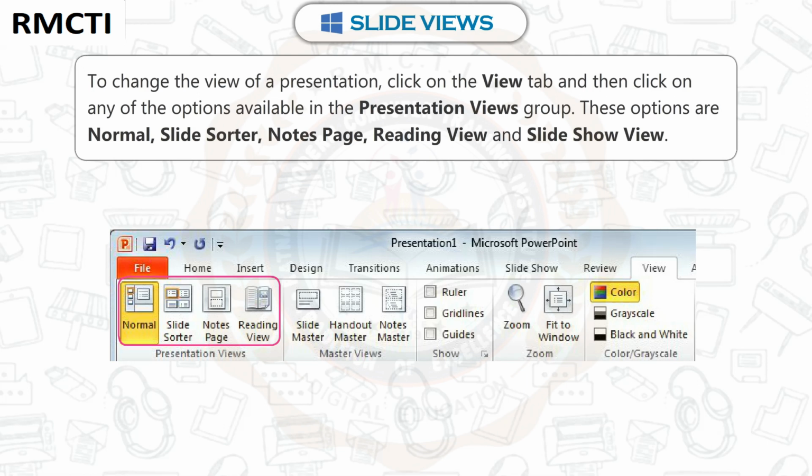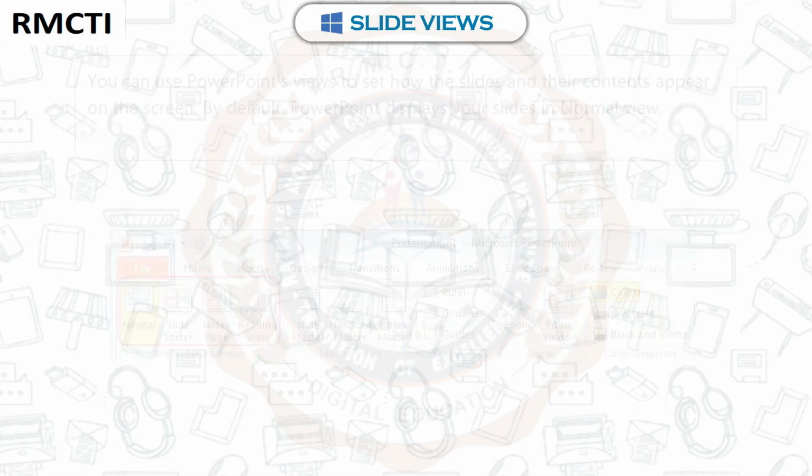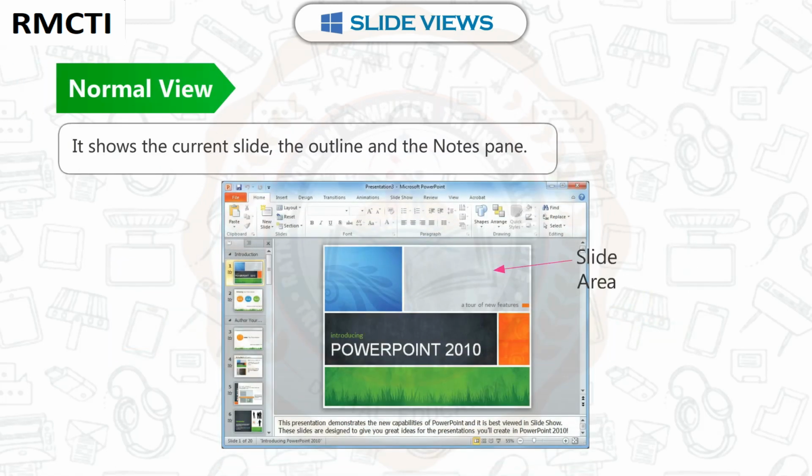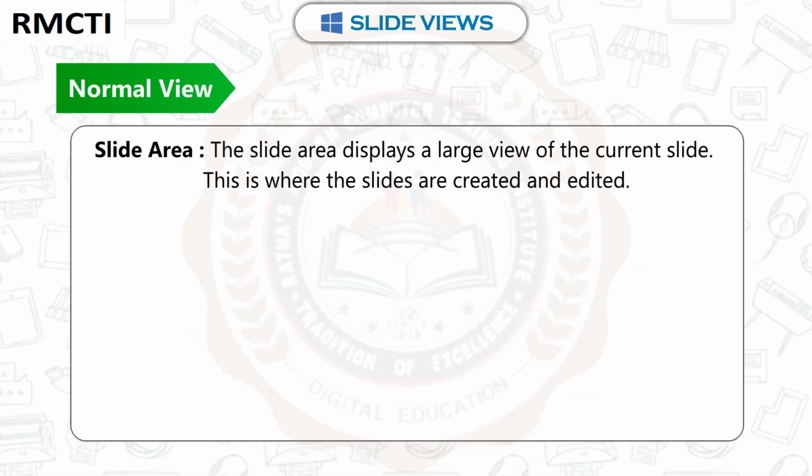These options are Normal, Slide Sorter, Notes Page, Reading View, and Slide Show View. Normal view. It shows the current slide, the outline, and the notes pane. Slide area. The slide area displays a large view of the current slide. This is where the slides are created and edited.